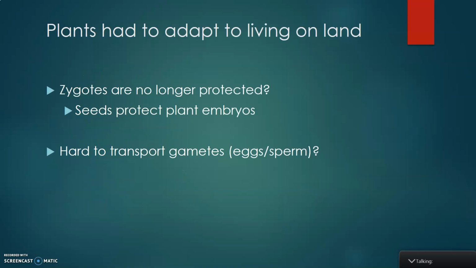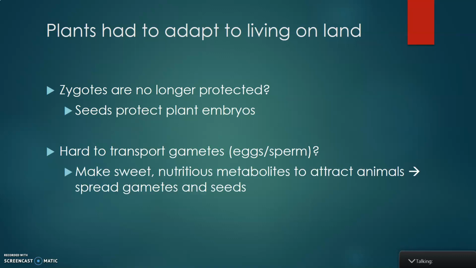And so those other two kind of disadvantages for plants to live on land were the idea that their embryos are no longer protected or that their zygotes are no longer safe. And plants evolved seeds to stop that from happening. And then they solved that issue of it being hard to transport their sex cells or gametes by making kind of these sweet and nutritious molecules that would attract animals and help them spread their gametes or seeds without having to move themselves. And we'll talk a little bit more about these in a little bit.